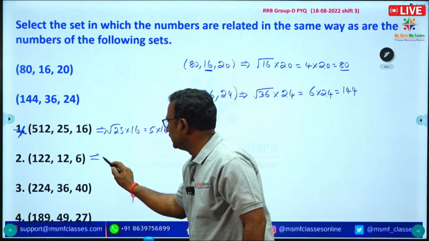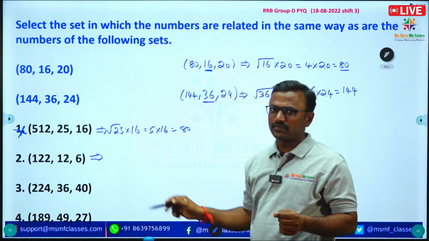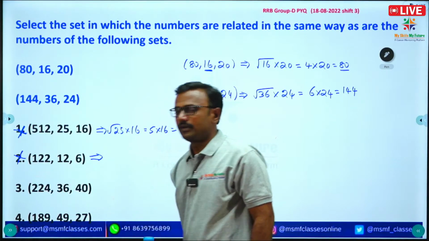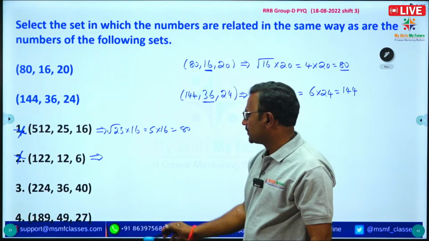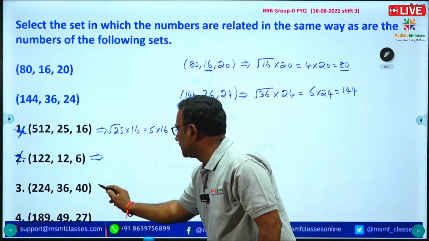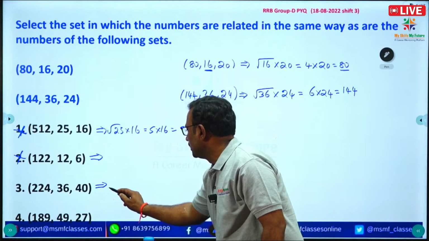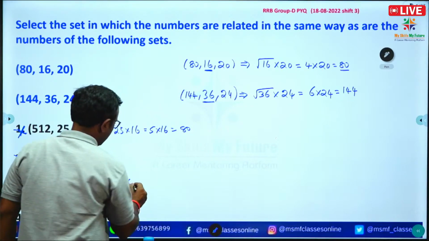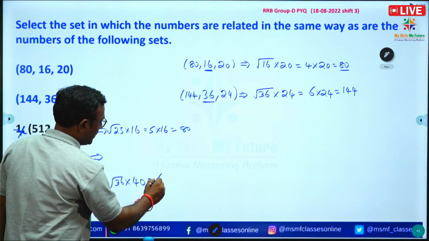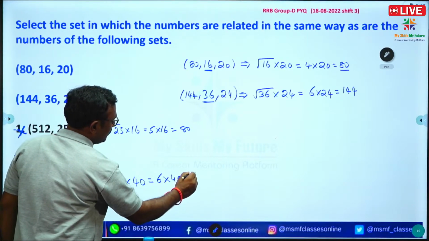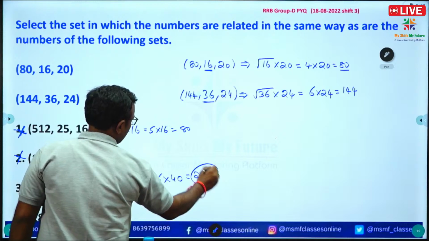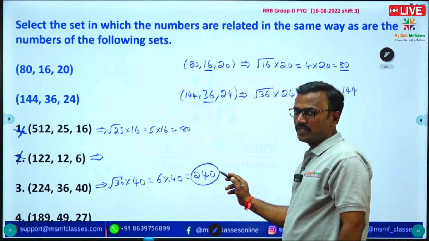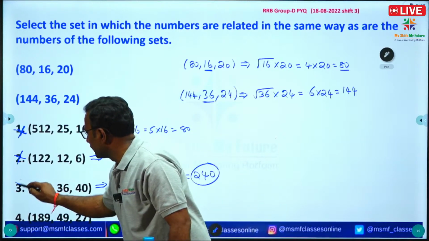Here the second number is not a perfect square, so we can simply mark it as wrong. See the third option: the second number is a perfect square. Root 36 into 40, that is 6 into 40, we get 240. So this should be the first number. Here the first number is 224, we need 240, so this is also wrong.